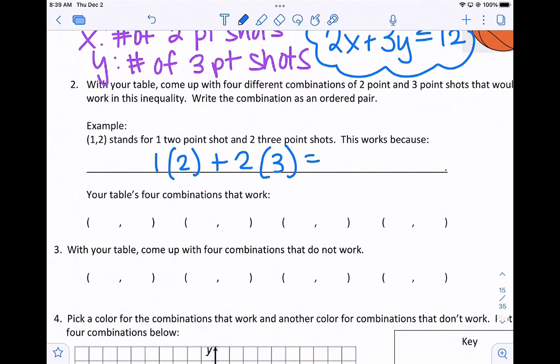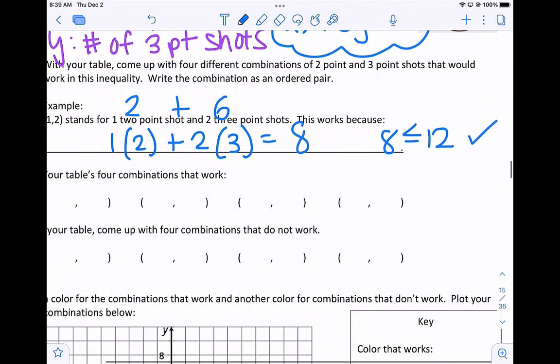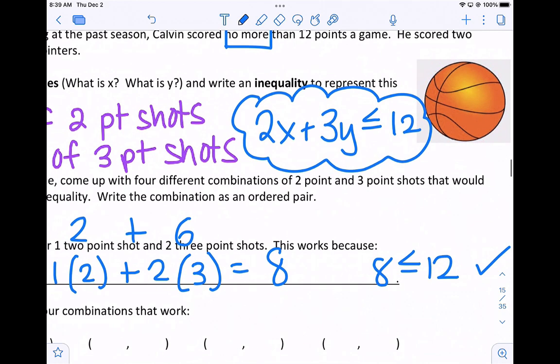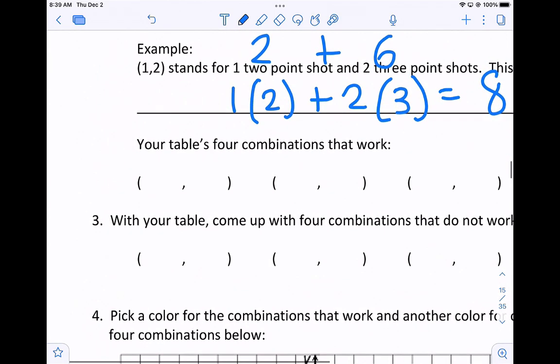So 1 times 2 is 2, 2 times 3 is 6, and we get 8. Is 8 less than or equal to 12? And it is. So we know that this would be a combination that would work for describing the number of points that Kelvin could score in a game. So we would write that as 1, 2, and it would work. So you could put it right here, where it says 4 combinations that work.